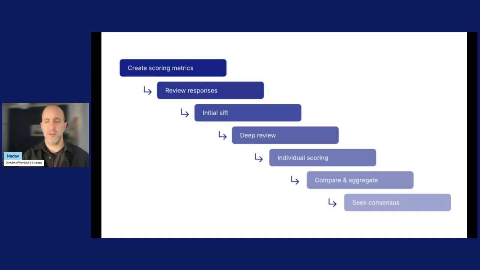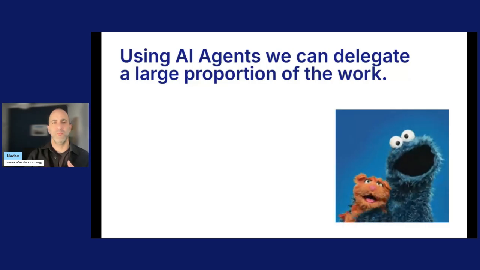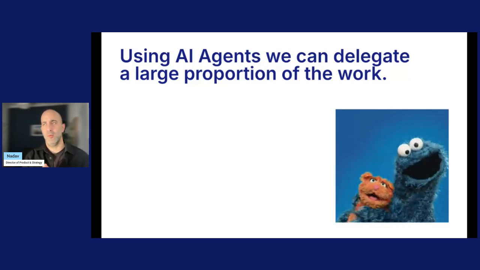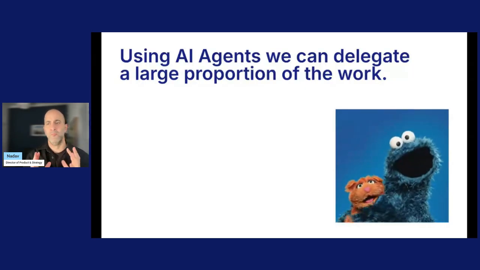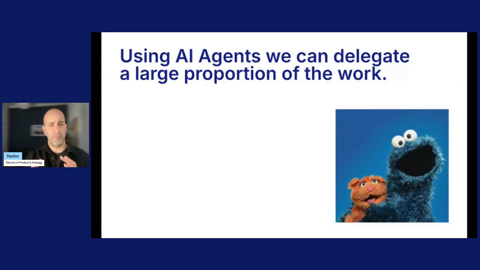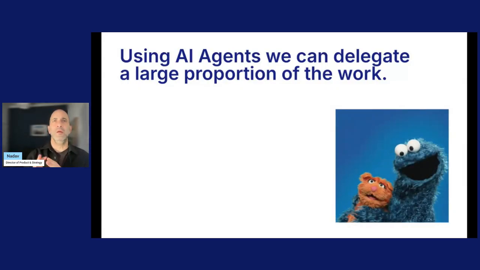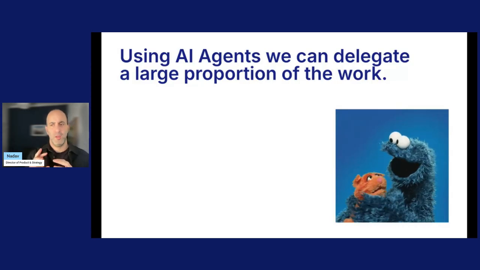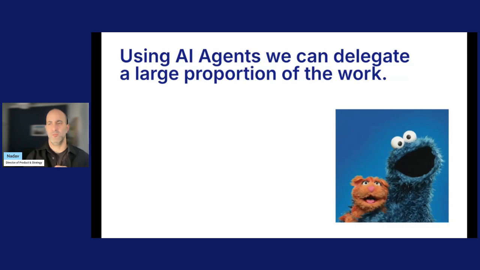So the process here is inherently complex, and with that in mind, we want to take AI agents and start using those AI agents to delegate a large proportion of that work. I'm not imagining the entire process end-to-end being replaced by agents, but what we do imagine, and I'll show how we built it in a second, is a world where AI agents are speeding up big parts of that process.